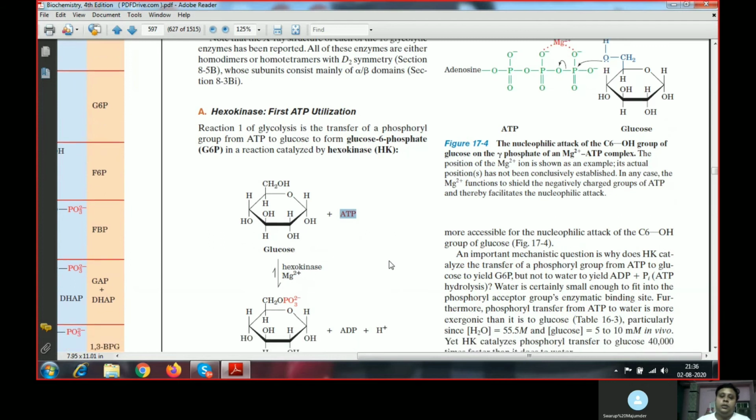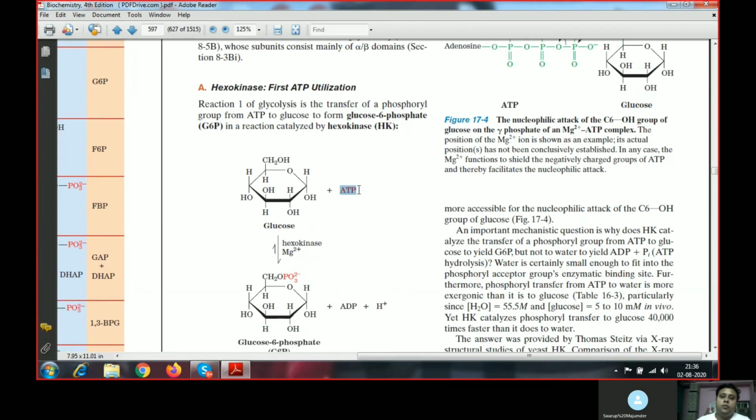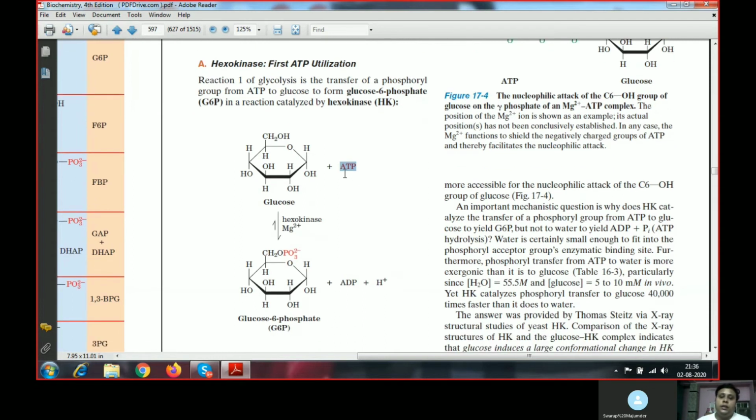So one important question: why does hexokinase transfer the phosphate group from ATP to glucose to generate glucose 6-phosphate? Why is this reaction happening? Why is ATP not donating its phosphate group to a water molecule, which is also known as ATP hydrolysis? ATP can also donate its phosphate group to water, which is called ATP hydrolysis, but here hexokinase is transferring this gamma phosphate group to the glucose to generate glucose 6-phosphate.